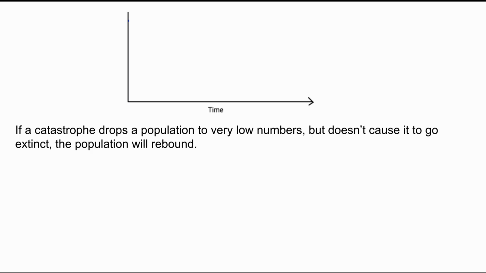But what about this? What if a catastrophe of some sort hits and it drops the population to very low numbers but doesn't cause it to go extinct? What happens? So here I have my population. An event happens that drops us to a very, very low level, but we don't quite go extinct. And then we're going to rebound. The individuals that survived are going to begin to reproduce, and before you know it, we're back to where we were. Our population came back because it didn't go extinct.